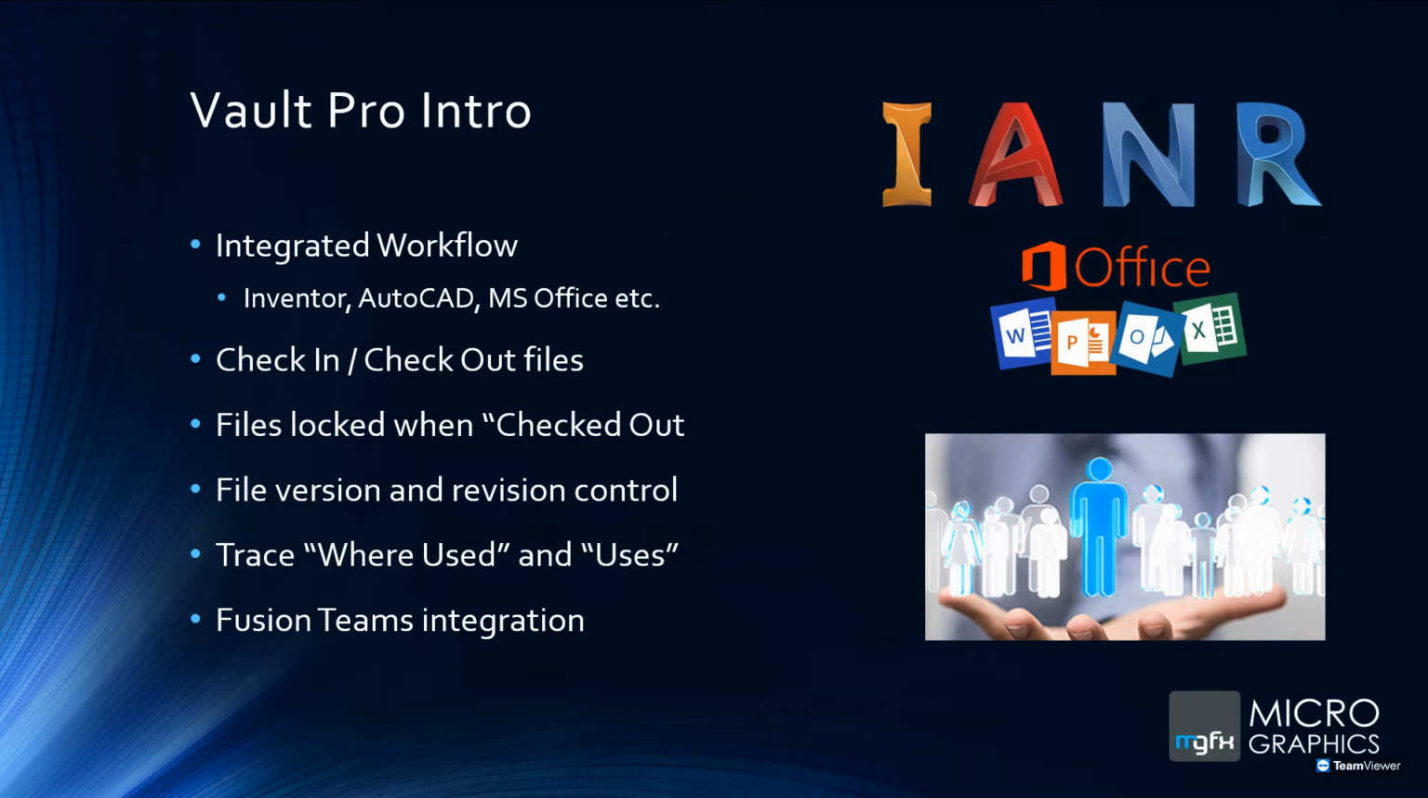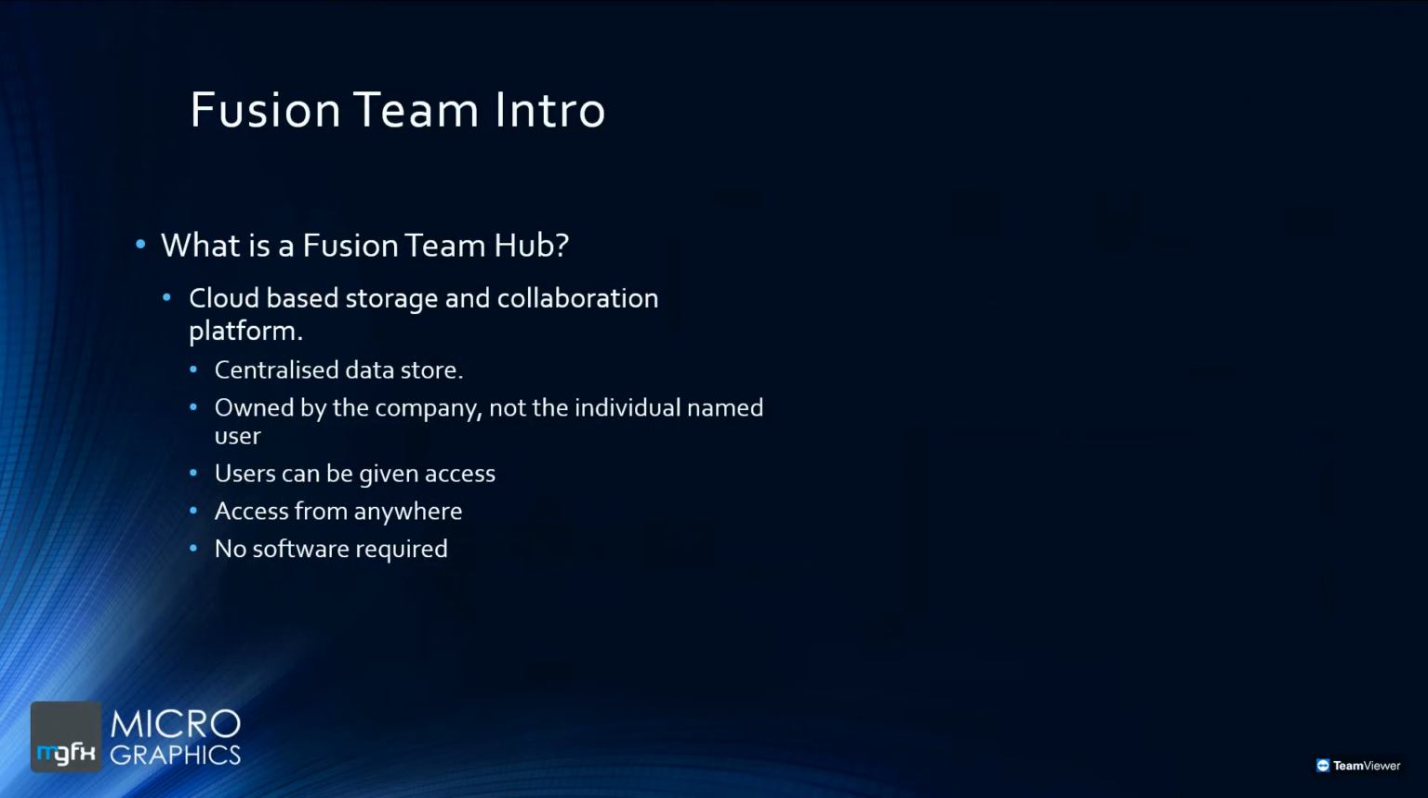Vault also does file versioning and revision control as well. It also allows you to trace where used and what uses the files that you're busy designing with, so you can look at parent-child integration. So that is your Vault Pro. It also allows you that Fusion Team integration, which is what today's webinar is pretty much all about. So that is essentially your local data management using Vault Pro.